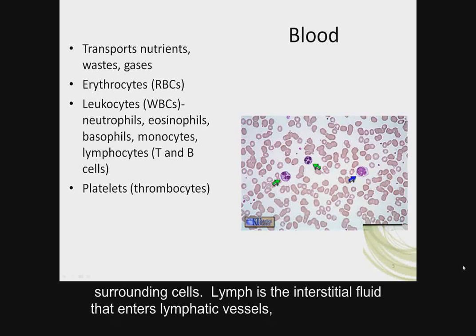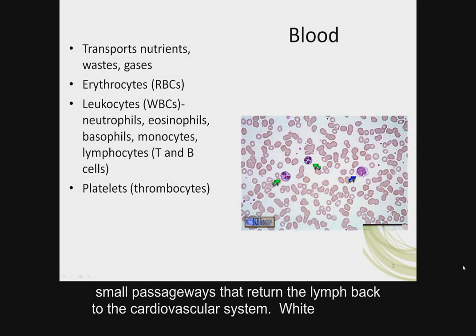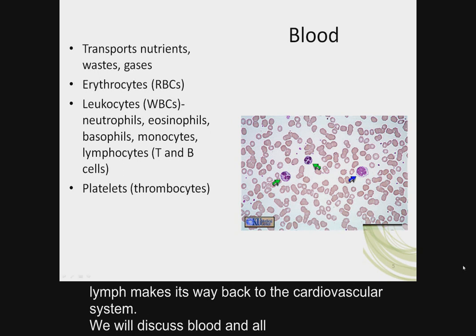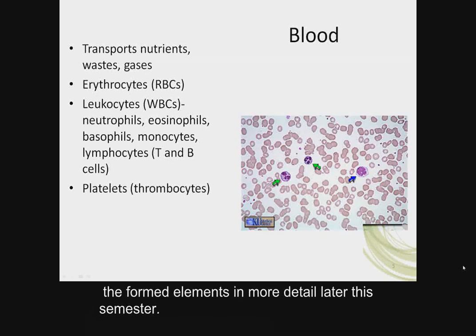Lymph is the interstitial fluid that enters lymphatic vessels, small passageways that return the lymph back to the cardiovascular system. White blood cells are found in the lymphatic system and help fight many infections as the lymph makes its way back to the cardiovascular system. We will discuss blood and all the formed elements in more detail later this semester.